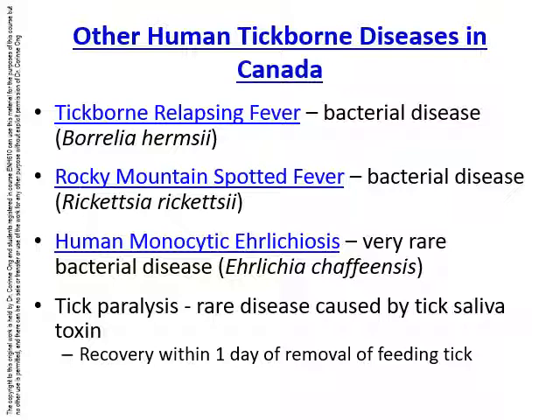The next two diseases on the list are both rickettsial diseases, which I've described on earlier slides, so I won't go through them again. The very last disease on the list is tick paralysis. It's an ascending paralysis that starts with the legs, progresses upwards to the rest of the body. It is not caused by a pathogen, but a tick saliva toxin. It's a very rare disease that resolves very quickly once the tick is removed.